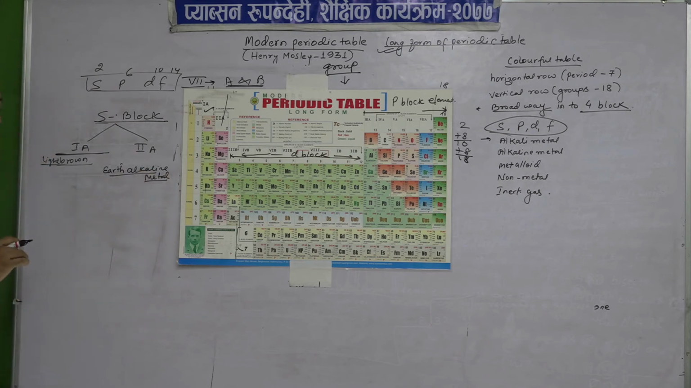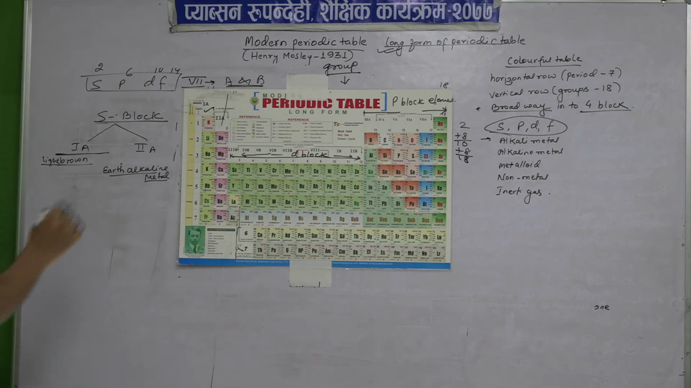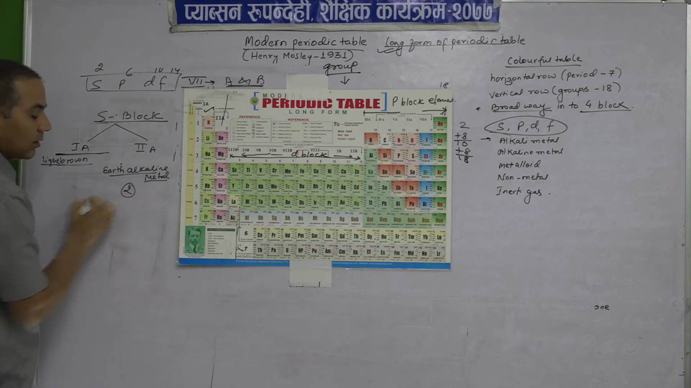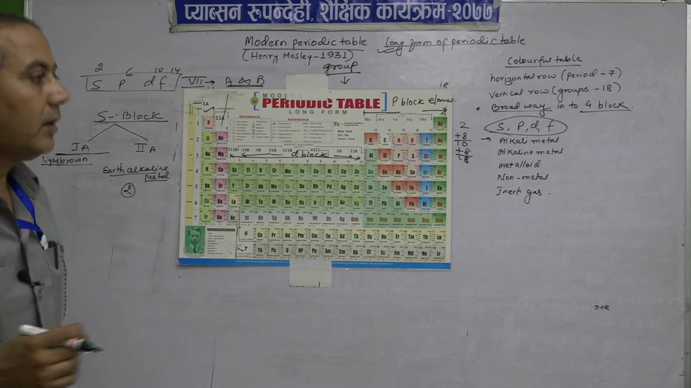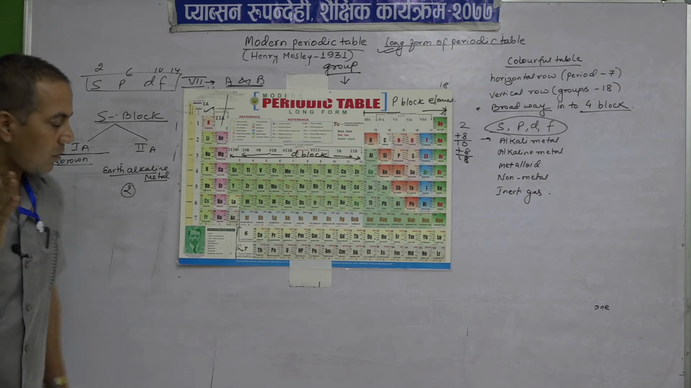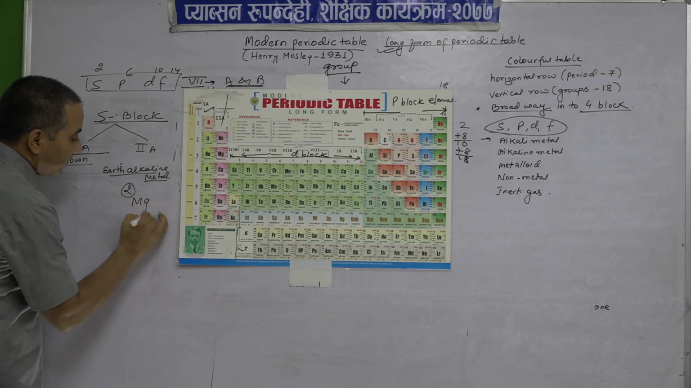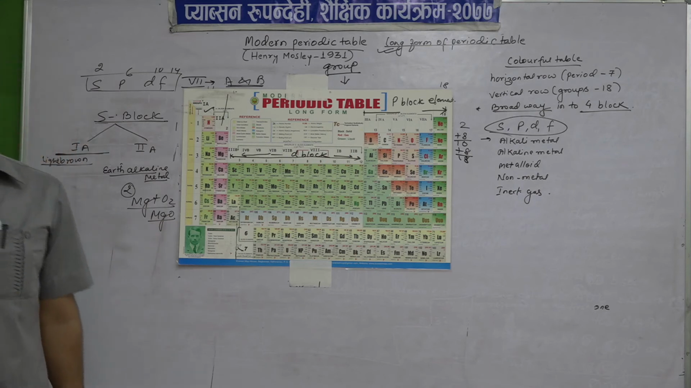So, these are strong electropositive elements having 2 electrons in the outermost shell. When they react with oxygen, they form alkaline oxides. For example, Mg plus O2 gives MgO. It forms a strong alkali.